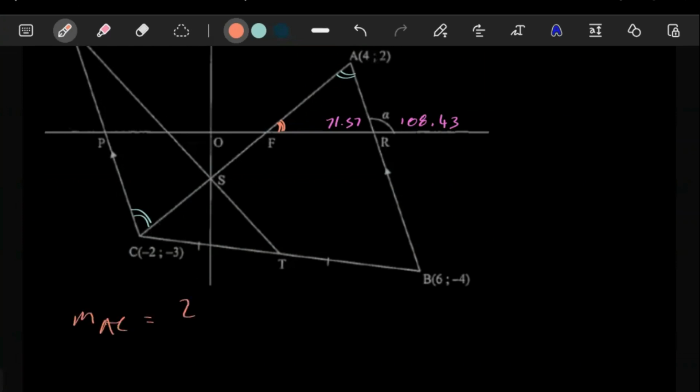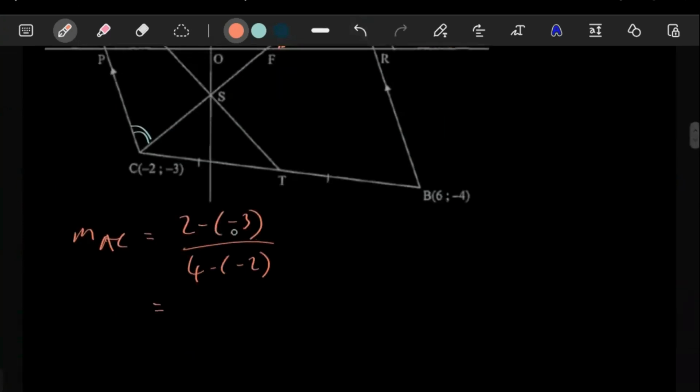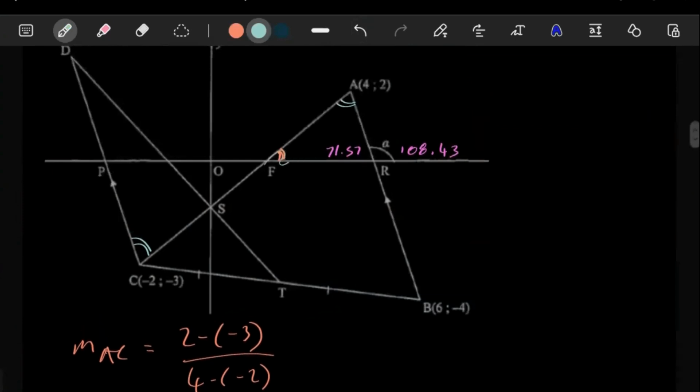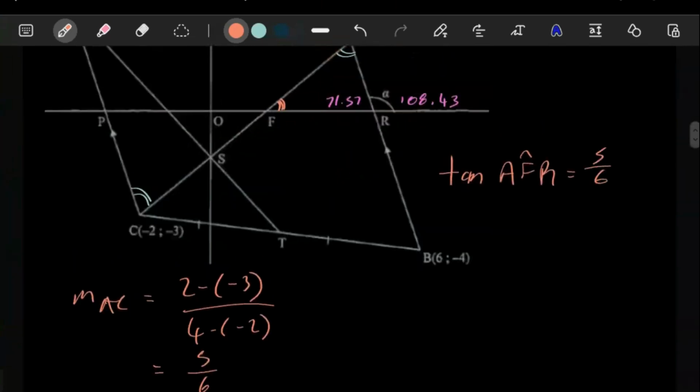To get that, we're going to say 2 minus negative 3, and then 4 minus negative 2. It's going to be 2 plus 3, which is a 5, 4 plus 2, which is a 6. So all that being said, you can now just use it to get this angle over there, right? So you're going to say here tan of the angle AFR is equal to the gradient, right? Which is 5 over 6. So because you want to get the angle AFR, I'm going to say shift tan. Let's see what you get here.